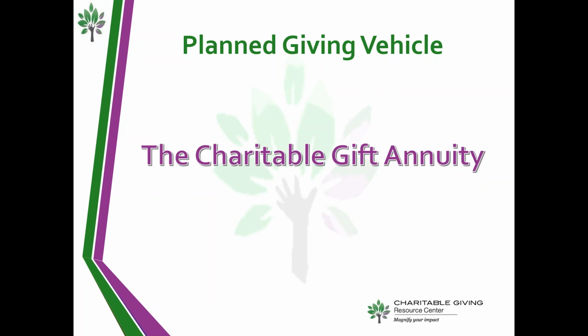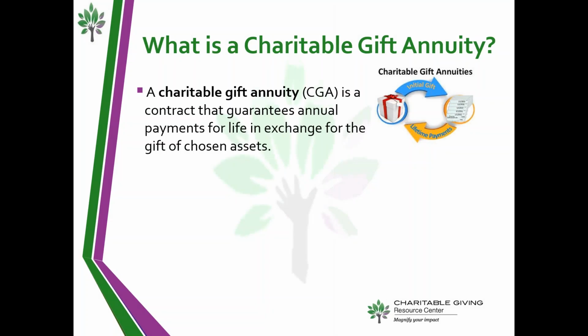The planned giving vehicle that we're going to be discussing specifically today is the charitable gift annuity, actually the oldest split interest gift, been around since the late 1800s. Long time, truly tested. So for those of you that aren't familiar, what is a charitable gift annuity? It's actually just a contract, usually only 2 or 3 pages long, that guarantees annual payments for the life of the donor in exchange for a gift currently of specific assets to the nonprofit.